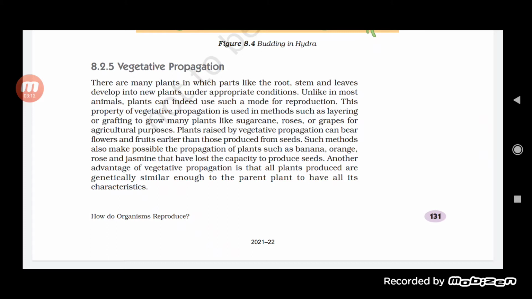This property is called vegetative propagation, and it is used in different methods to obtain new plants from the parts of the old plant without the help of any reproductive organ. So we can say here that vegetative propagation is an asexual method of reproduction, and reproduction by vegetative propagation occurs only in plants. Remember that this kind of reproduction occurs only in plants.